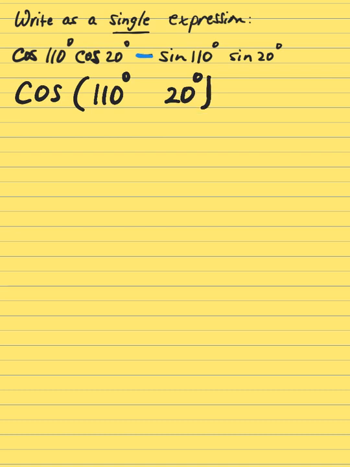But with a cosine expansion, you go opposite. Actually, let me keep this color coded. With cosine, whatever you're doing to the angles in parentheses, the expansion will have an opposite sign of that in the middle. So this one we're going to have, as a single expression, will be cosine of 130 degrees.